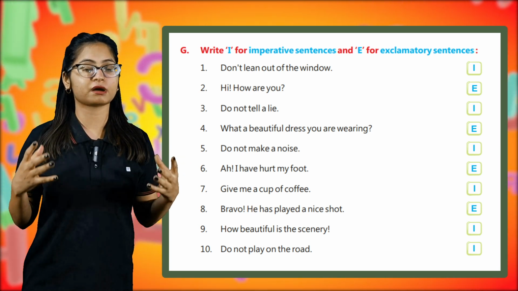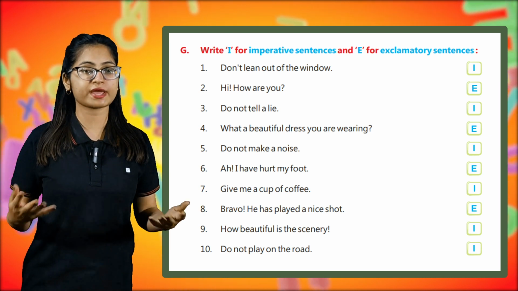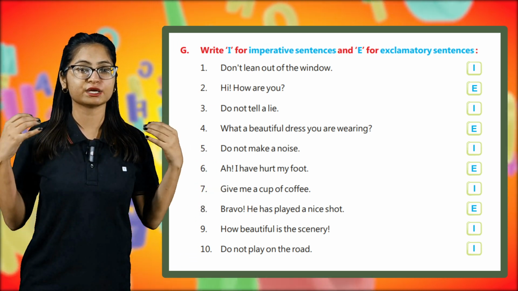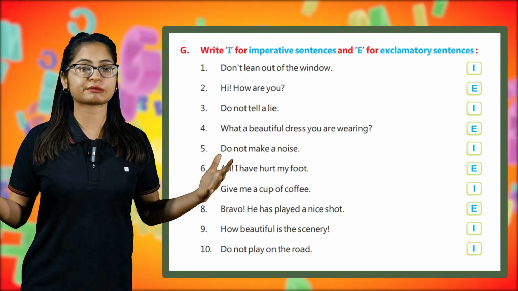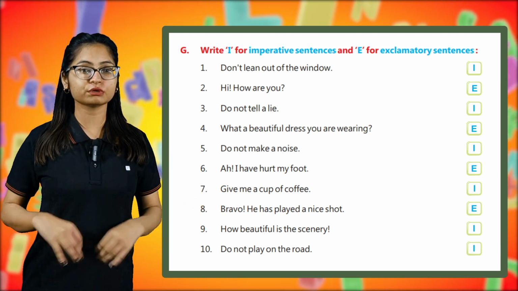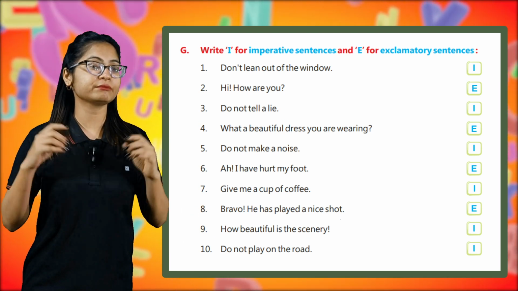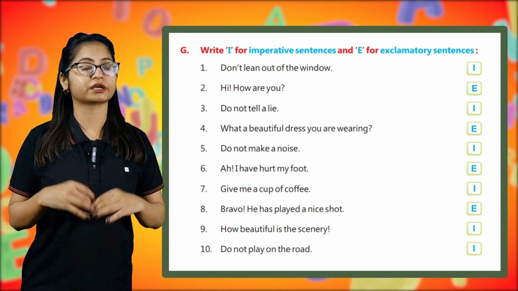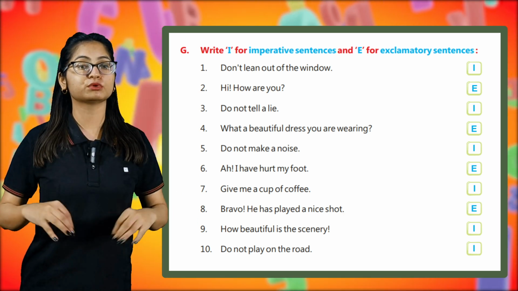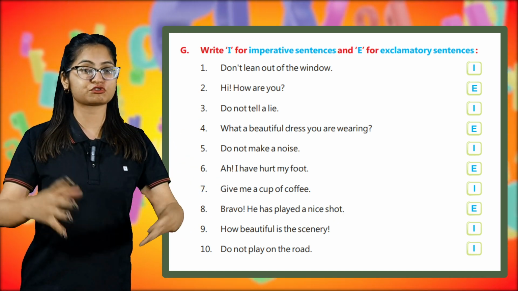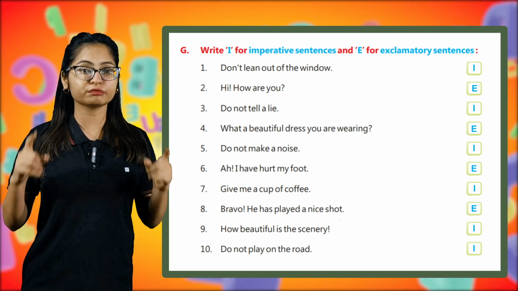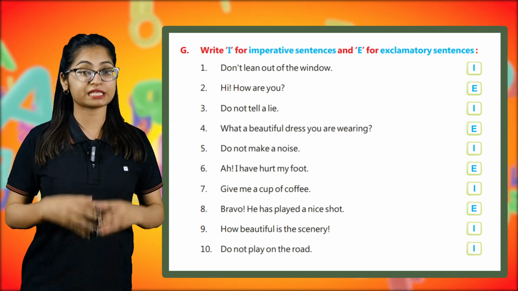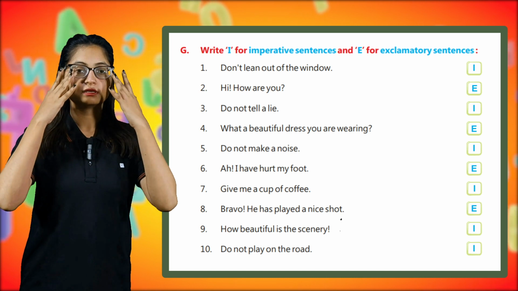For next, give me a cup of coffee. You are asking or requesting. So we will put I. Next, bravo! He has played a nice shot. For that, we will put exclamatory mark. Next, how beautiful is the scenery? Now again, we are expressing ourselves or getting happy by watching the scenery and we are adoring it. So for that, we will put exclamation because we are showing our strong emotion. Next, do not play on the road. That's a command or an order. So for that, we will put I.